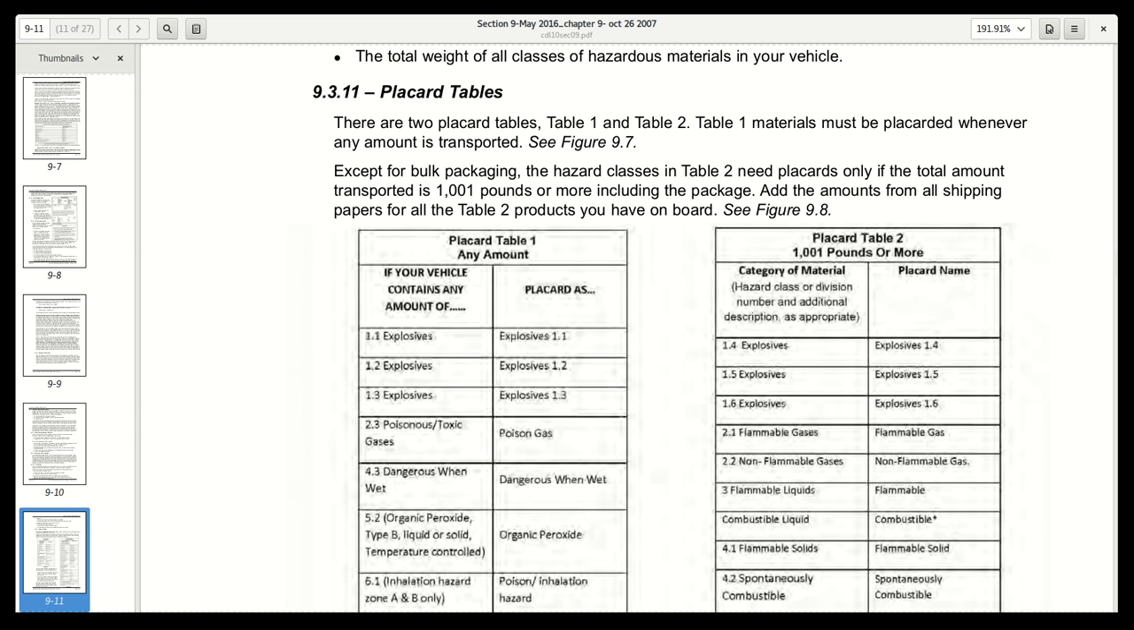9.3.11 Placard Tables. There are 2 placard tables, Table 1 and Table 2. Table 1 materials must be placarded whenever any amount is transported. See Figure 9.7. Except for bulk packaging, the hazard classes in Table 2 need placards only if the total amount transported is 1,001 pounds or more, including the package. Add the amounts from all shipping papers for all the Table 2 products you have on board. See Figure 9.8.